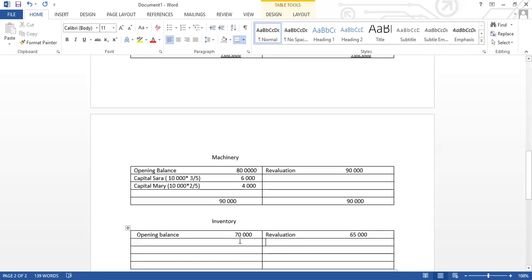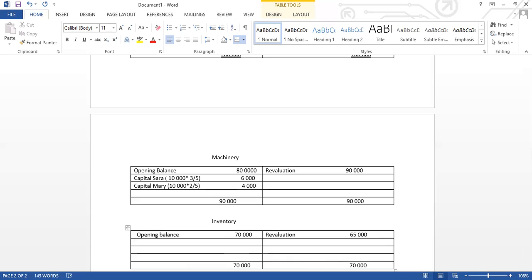So this is very interesting because in this case, the inventory did not increase in value, but it decreased. We had inventory valued at 70,000. However, now it's valued at only 65,000. So that means we come to balancing. Which side is bigger? The 70,000 is bigger, right? So you write the 70,000 on both sides because that's the biggest amount.